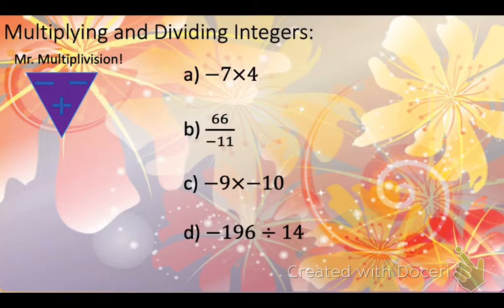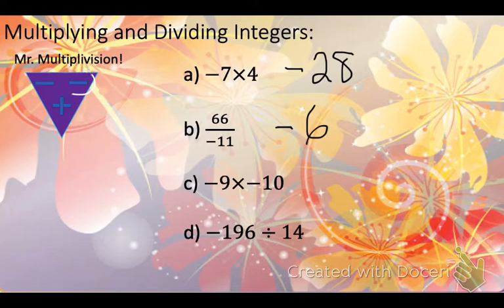All right, so if I start with negative 7 times 4, I would cover up on Mr. Multiplication a negative and a positive, and that leaves me with a negative. So my answer will be negative, and 7 times 4 is 28, so negative 28. Okay, the same goes for B, 66 divided by negative 11. Covering up a negative and positive, my answer will be negative, and 66 divided by 11 is 6.